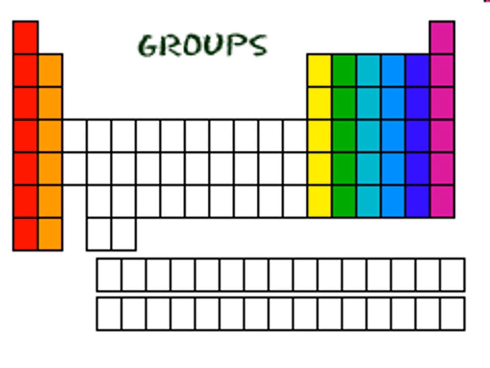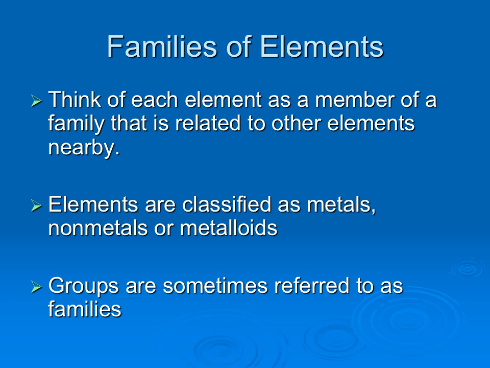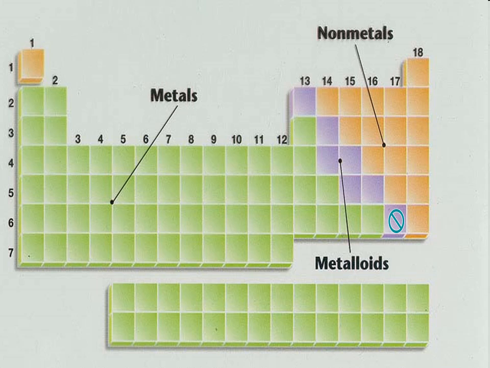Okay, remember groups go up and down. So families are the same as groups, and think of each element as a member of a family that's related to other elements nearby. So if they're in the same group, they're in the same grocery store aisle, they're in the same family. So they might be in the chip family, or they might be in the produce family, but they're all a certain kind of something. So elements are classified as metals, nonmetals, or metalloids. So groups are sometimes called families, and then there's different metals. There's lots of different kinds of metals. There's different nonmetals, and there's different metalloids.